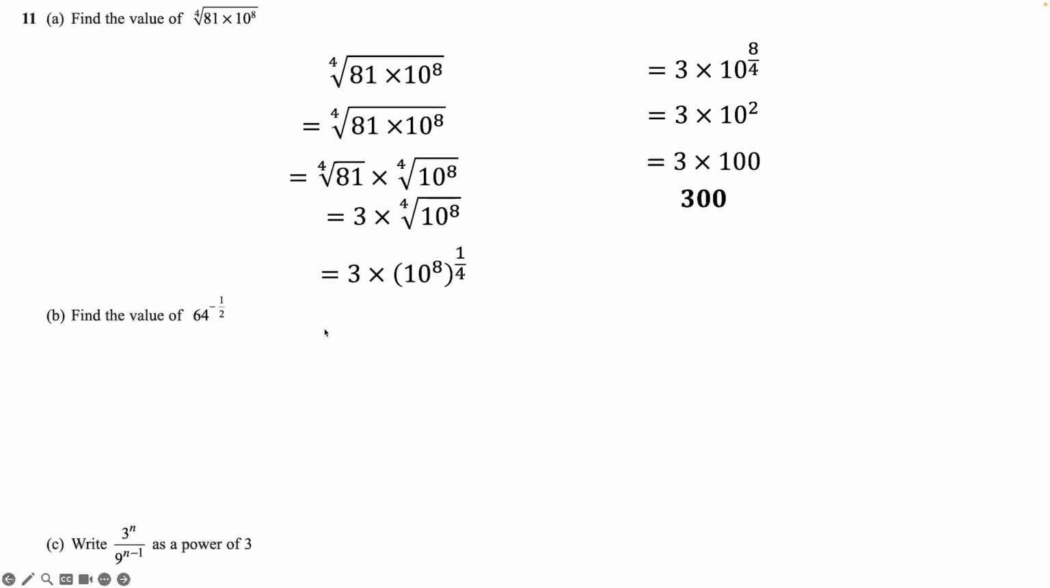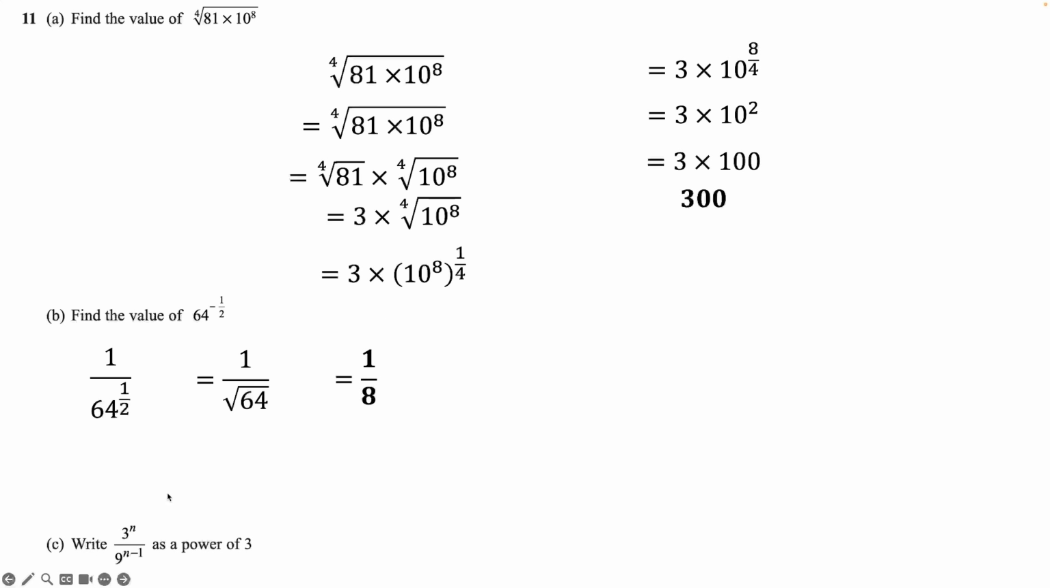Part B, then, we have 64 to the power of minus a half. So if you have a minus, this means that we're doing the reciprocal, which means that we do 1 over this. So deal with the negative first. We have 1 over 64 to the power of a half. So we've dealt with the negative. Let's deal with this fraction. Power of a half means that we take the square root. So this is 1 over the square root of 64, which is 1 over 8.